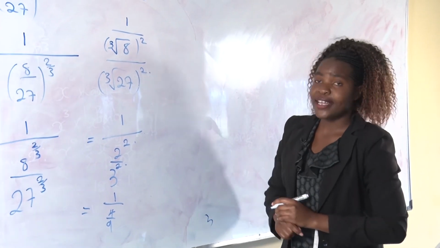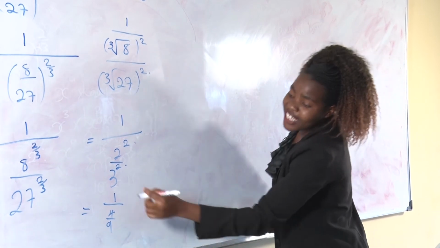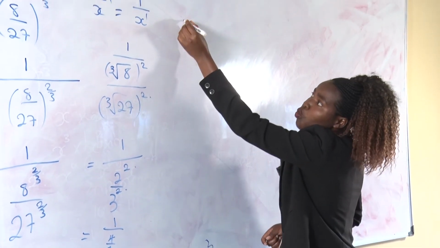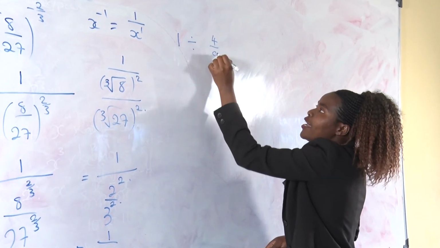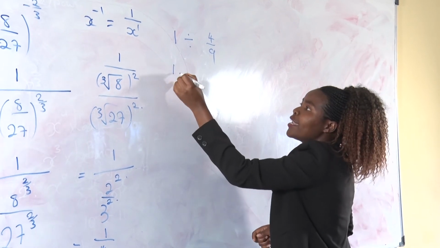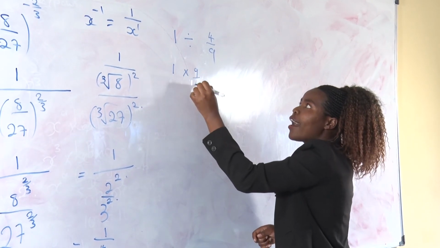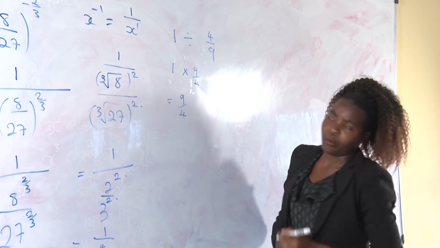But can we leave our answer there? We can simplify it further. So this implies that 1 is divided by 4 over 9. We can invert this fraction and it becomes 1 times 9 over 4. And our answer becomes 9 over 4.